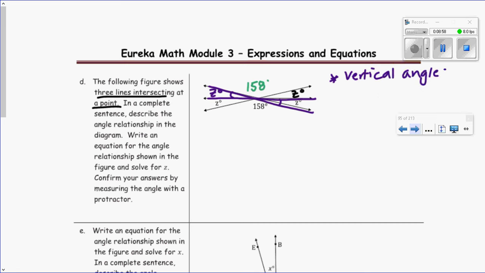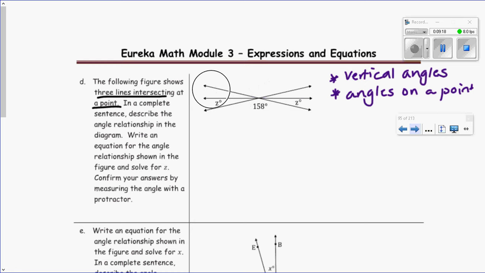And now that we figured out all the vertical angles, now we can do angles on a point. Now we know that going all the way around, the 158, the Z, the other 158, another Z, another Z. So all those going around the point equal 360. Okay, again, I'm going to clean this up.